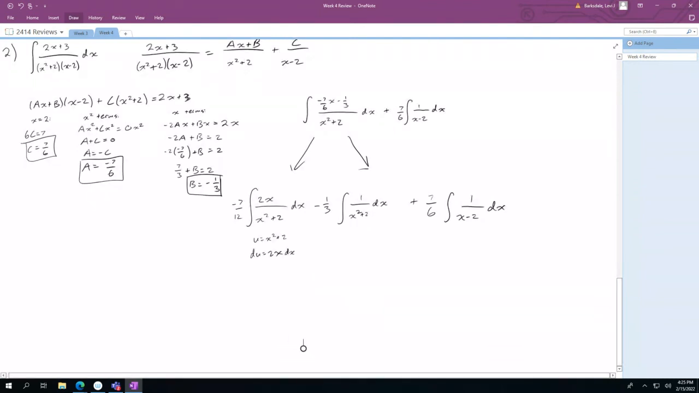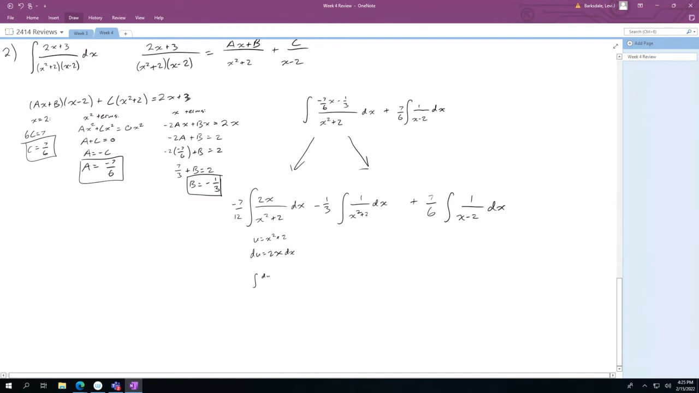Sorry, where did the 12 come from? So when I got this 2 on top, I needed to multiply by 2 on the bottom so that I wasn't just multiplying it by 2. Sorry, that could be a little confusing. All I did is I multiplied by 2 on top and bottom. But now it perfectly matches u sub.